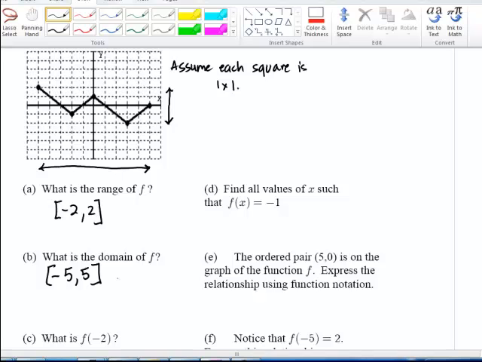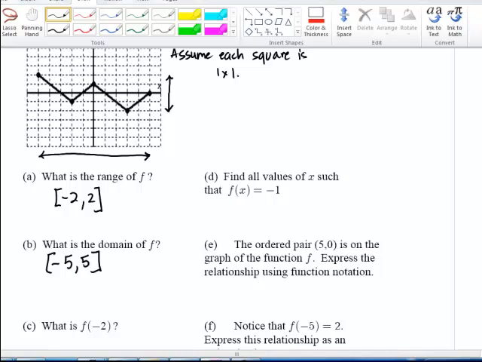Then question C here asks, what is f of negative 2? So remember, the number in parentheses here is our x value. So we're looking for y when x is negative 2. So we go to where x is negative 2, find the y value at that point, and it looks like the y value is negative 1. So we would write f of negative 2 is negative 1.